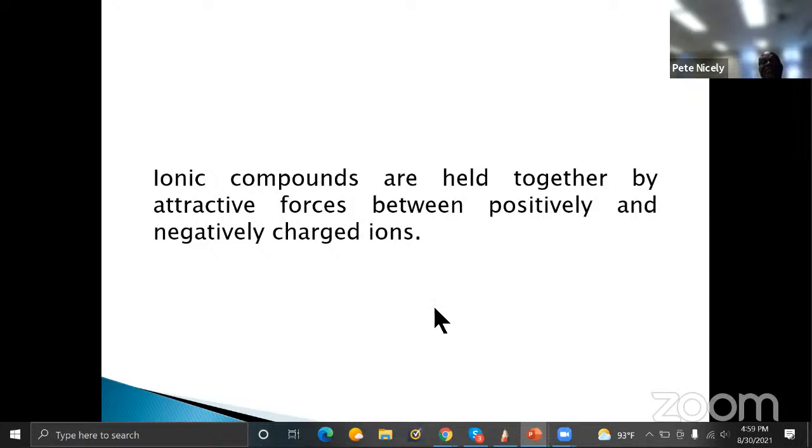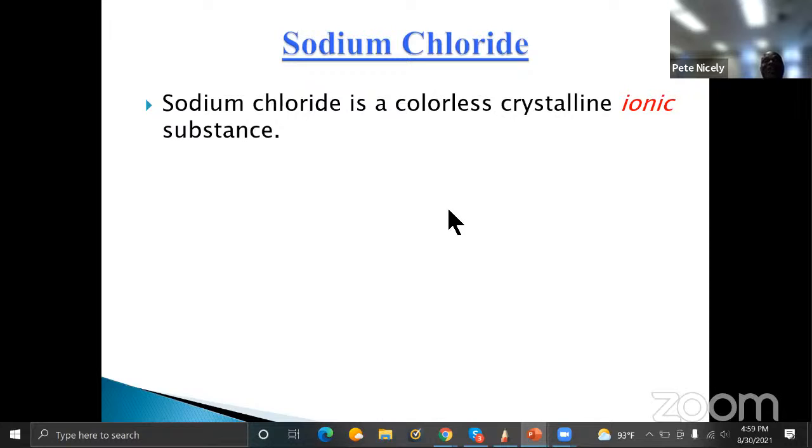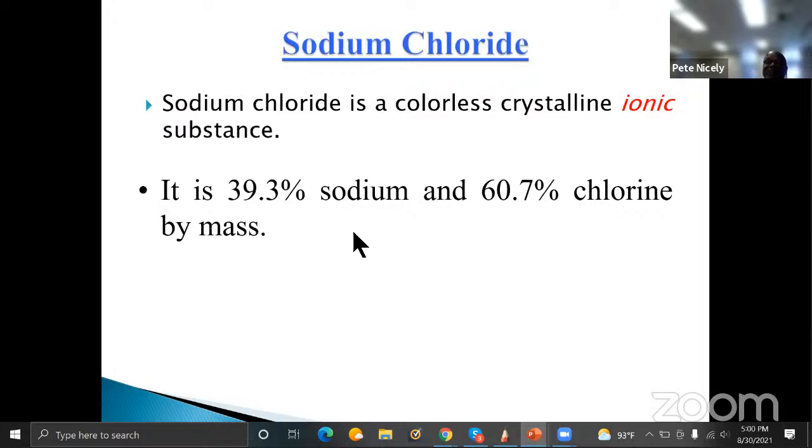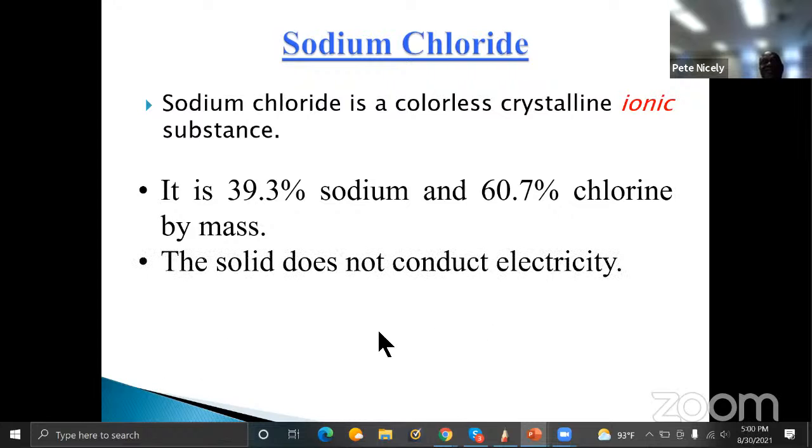So in the case of an ionic compound, you have the cations coming together with the anions, and there'll be a very strong attractive force between these ions because they are oppositely charged. The result would be a very, very strong, what we call ionic bond. And as a result, you're going to end up with your compound being ionic. Now, here's an example of an ionic compound, sodium chloride. Sodium chloride is made up of 39.3% sodium, and the rest would be chlorine by mass.